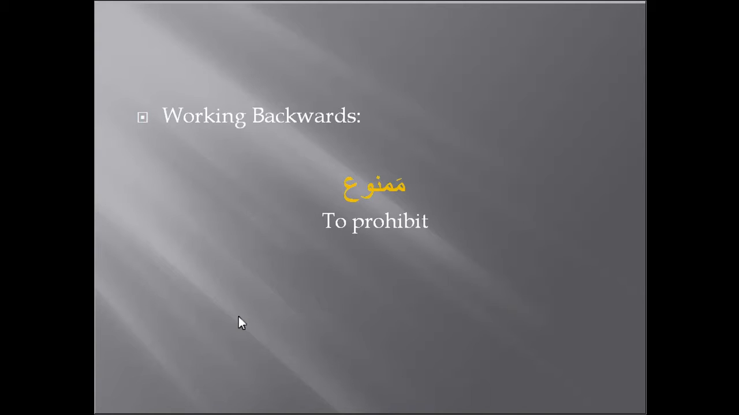So, how would I get the verb to prohibit? Don't look it up in the dictionary. Okay, once you know a word from this root, you can determine the root, and therefore you will have the verb. The verb to prohibit, right? منع, تمنع, يمنع, منعت, منعنا. Okay, this is the verb. Let's look at another one.